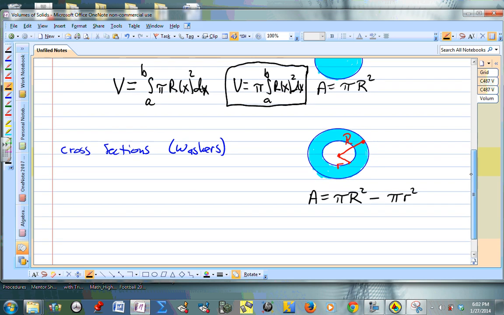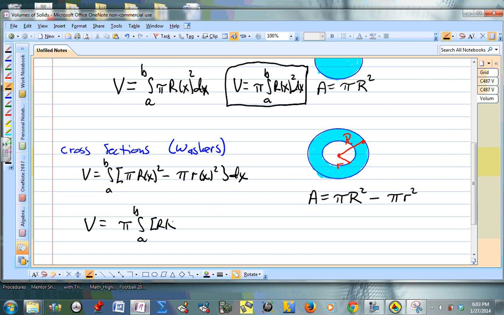Now, looking at the washers, you're going to see the same type of setup. You can see that the volume is found by taking the integral from a to b of pi times the big radius squared minus pi times the little radius squared with respect to x. Now, since there's a constant multiple pi in each term, we can factor out a pi and say that the volume is going to be pi times the integral from a to b of the big radius squared minus the little radius squared.